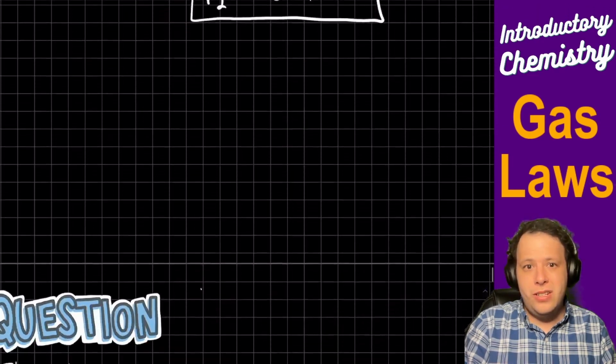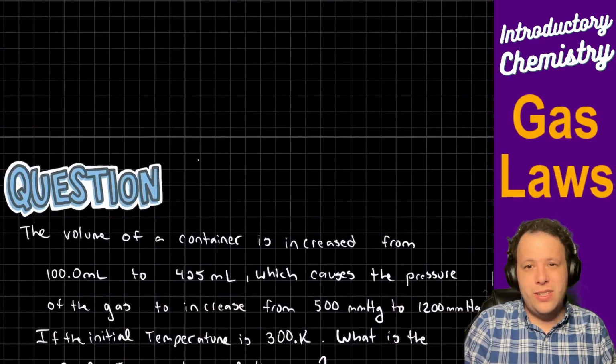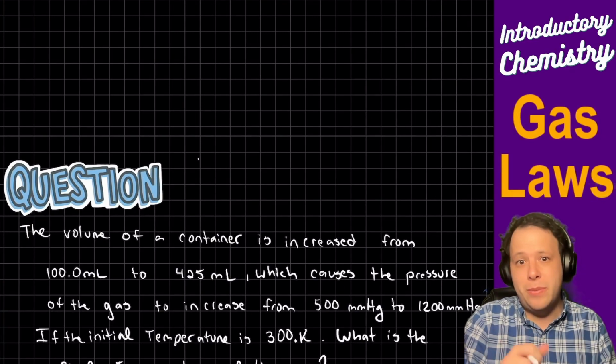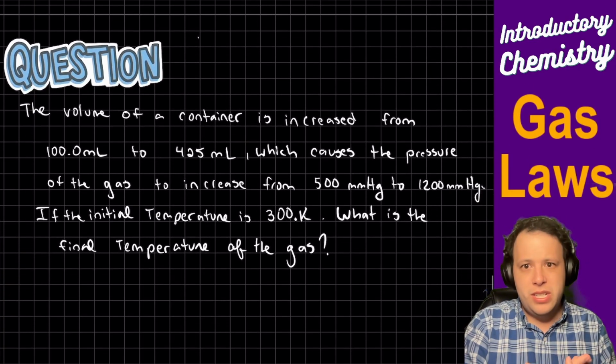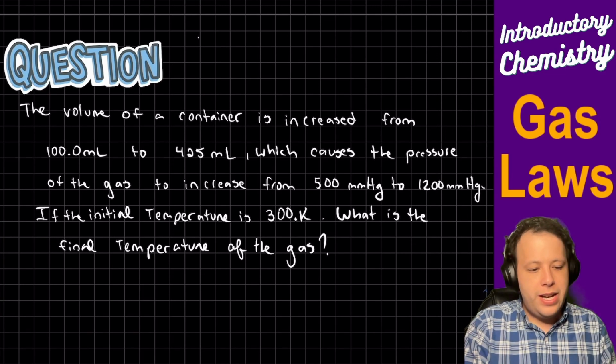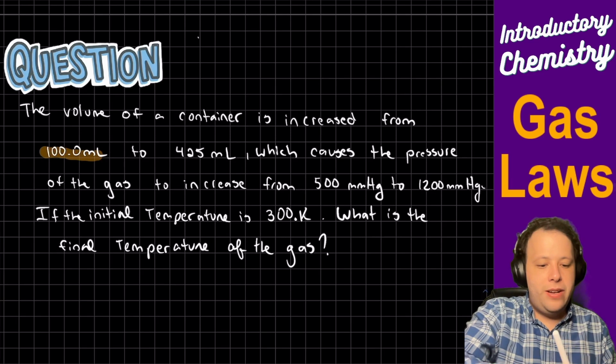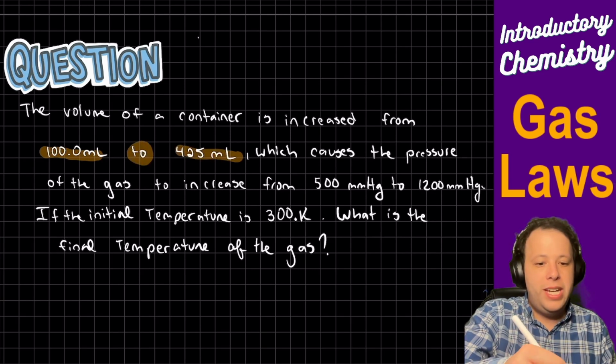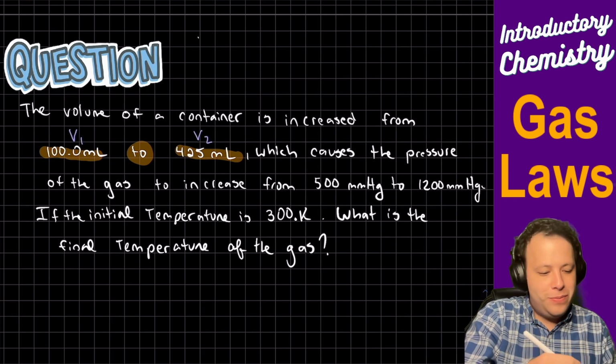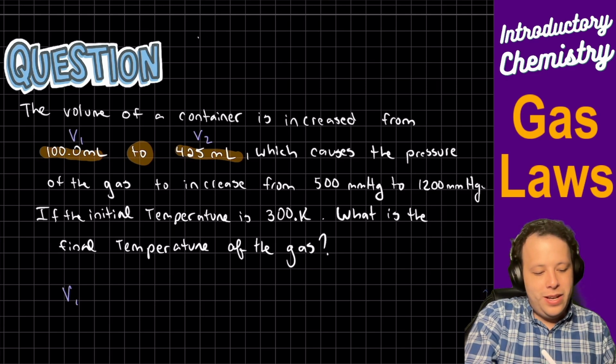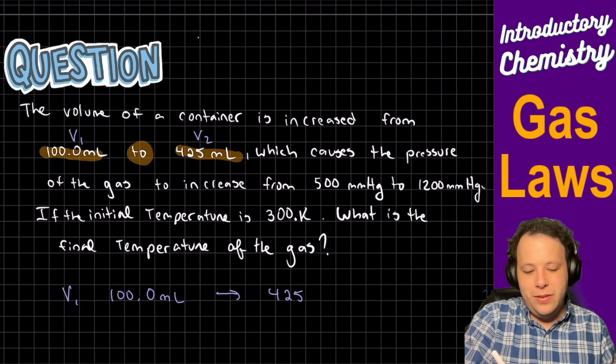Now let's try another one, because this is one I think there are several ways to solve. There are many variables, so how else could you use it? For this one, let's say the volume of a container is increased from 100 milliliters to 425 milliliters. So what it's telling you is we have 2 volumes here, and there's the keyword 2. So we have a V1 and a V2. Let's write those down. We have an initial volume of 100 milliliters, and that's increasing to a final volume of 425 milliliters.